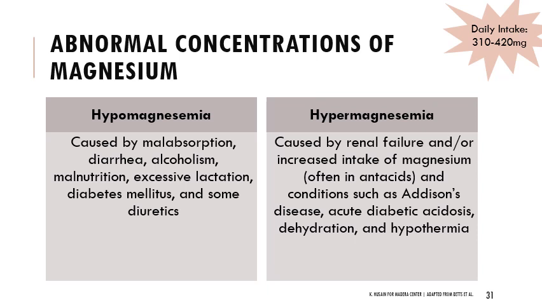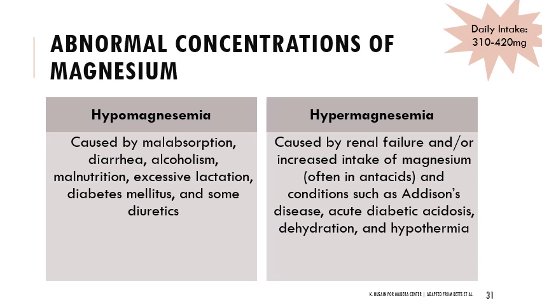And finally, the last electrolyte we'll talk about is magnesium. You should have about 310 to 420 milligrams of magnesium per day, depending on your own physiological demands. So for example, pregnant people need to take a lot of magnesium and breastfeeding people as well.